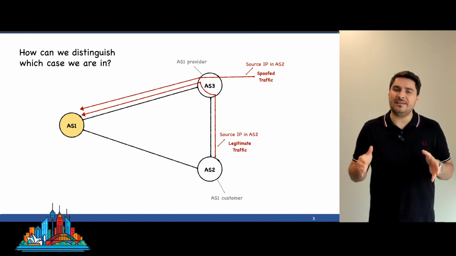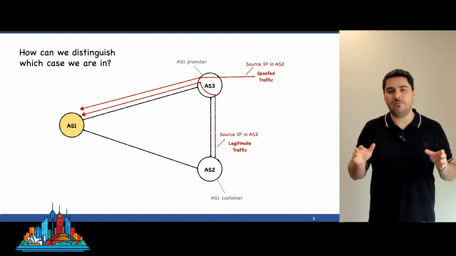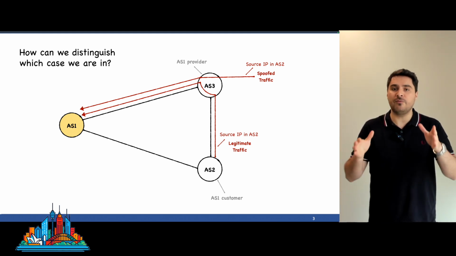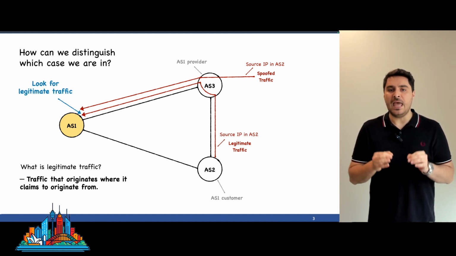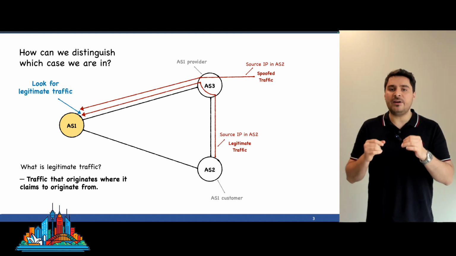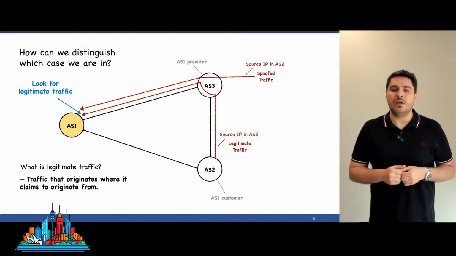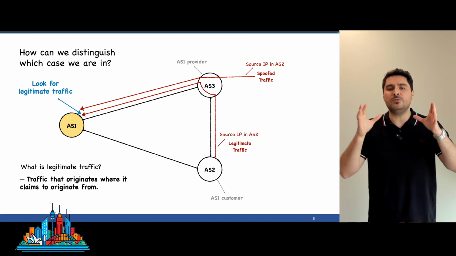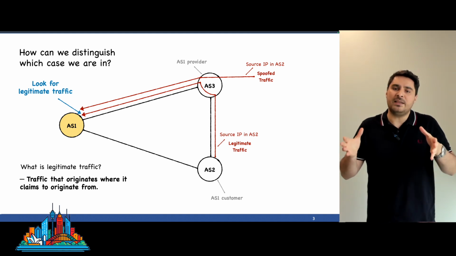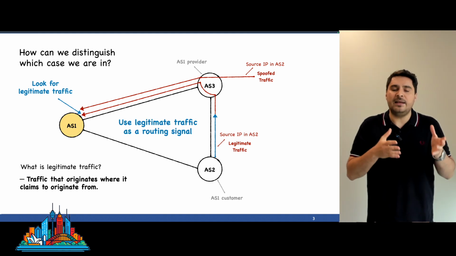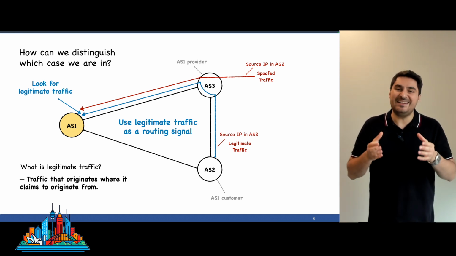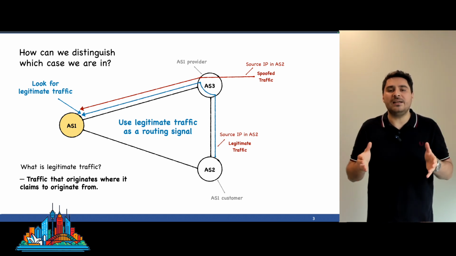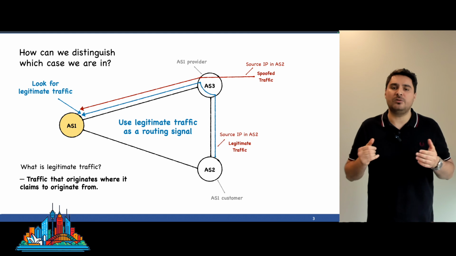Unfortunately, control plane techniques cannot solve this problem, and the only solution that we have is to look at the data plane. In this work, we look for legitimate traffic, and by legitimate traffic, we refer to traffic that originates from the location it claims to be from. The big idea here is that if we are able to detect legitimate traffic, we can use it as a routing signal, and we can build a system on top of this that minimizes false alerts and raises alerts only when legitimate traffic arrives at unexpected locations.